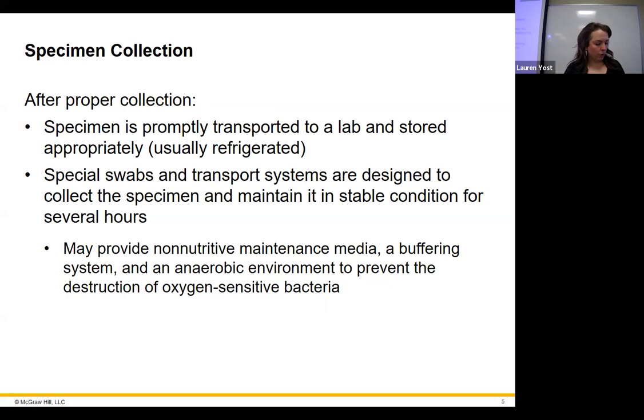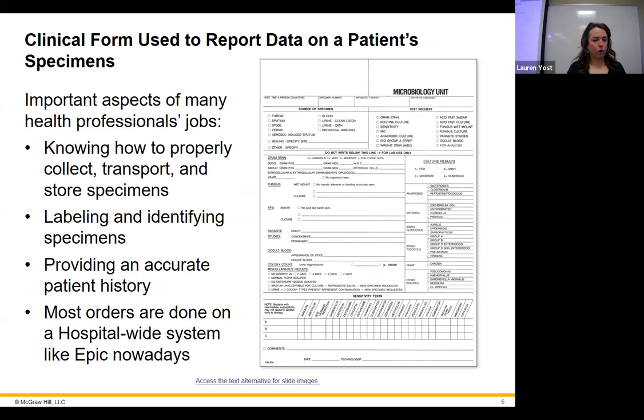If you are ever ordering tests for a patient, like trying to determine what they have, or this person has a cough, you're going to collect some sputum and you want an acid-fast stain done on it and you want a culture or something like this.